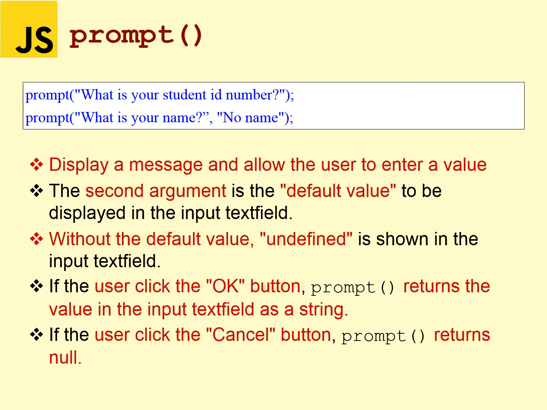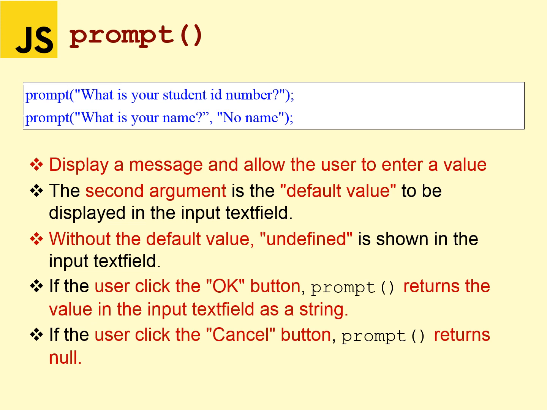So the prompt function normally takes two arguments. The first argument is the display message that allows the user to enter a value. The second argument is the default value to be displayed in the input text field. Without the default value, undefined is shown in the input text field. So if you are not specifying any default value, undefined is taken as the corresponding answer. So for the first question, the default value is undefined, and for the second example, the default value is no name.